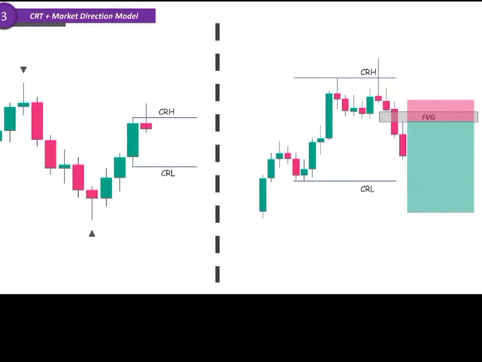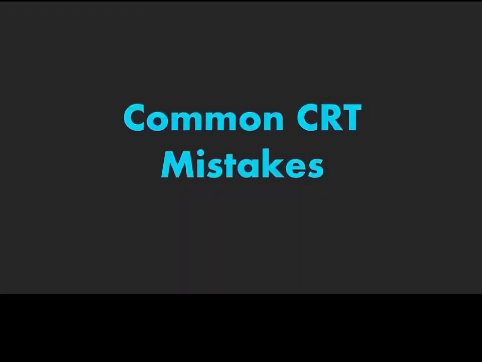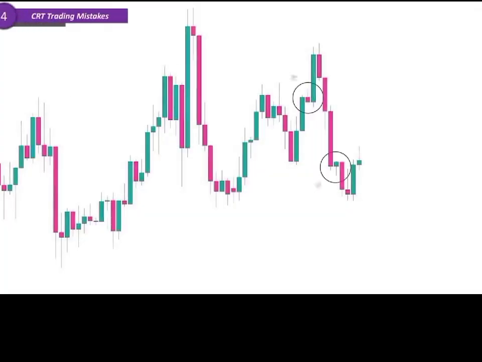Now that we've gone through how to apply CRT properly, let's quickly look at some common mistakes traders often make and how you can avoid them. One big mistake is trading CRT during a choppy market, where there's no clear direction. CRT works best in trending conditions where you can clearly identify impulse and correction legs. Without that, the sweeps can become meaningless.